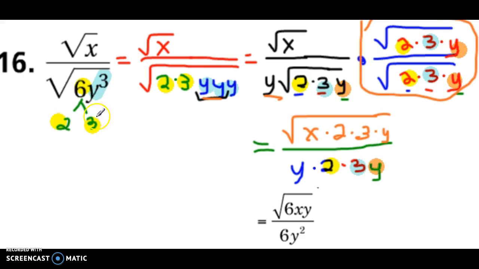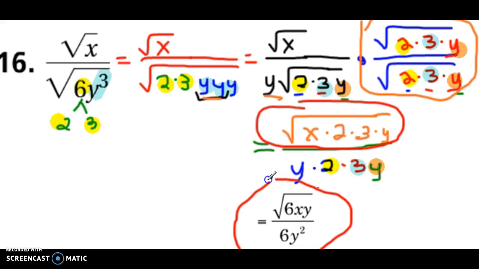In my numerator, nothing comes out. So I get x, 2, 3, y. And I multiply all those together. They're all still under the radical. That's how I got this answer, which does not reduce.